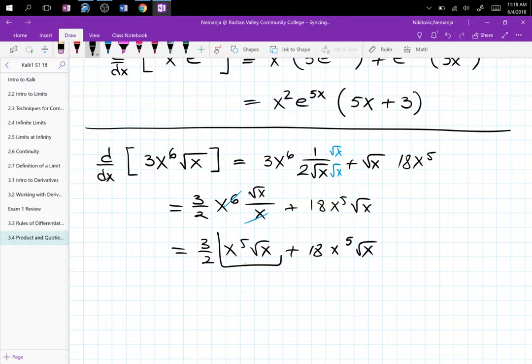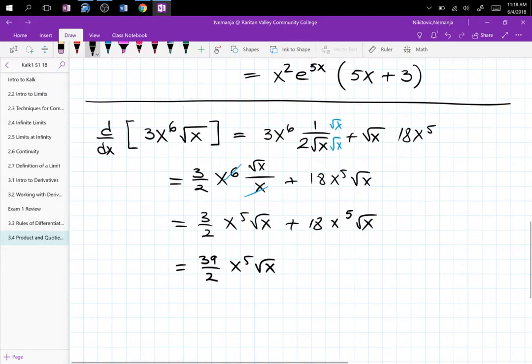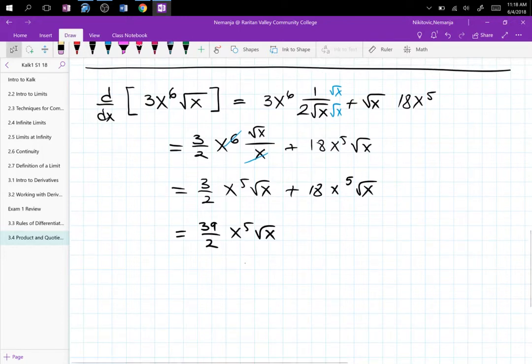We have the same variable part, right? That means we can add the two. So 3/2, that's 1.5, so this is 19.5, right? No, we'll do 39 over 2, x to the 5 root x and be done, right? Good. Did anyone do anything else? No?